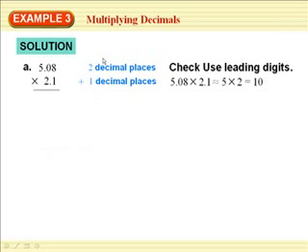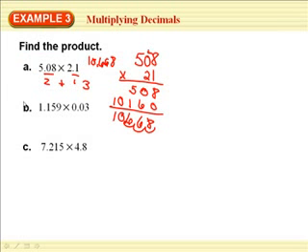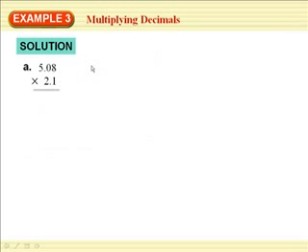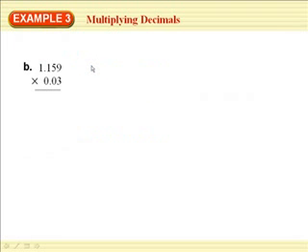They're talking about the number of decimal places. Well, we can check it. Sorry, let's go back and check. Just use those leading digits. This is a 5 and a 2. What's 5 times 2? 10 is my answer. Look, it's got a 10. So I know my answer is going to be close. Just doing a really quick front end estimation there. There they are multiplying. There they are putting in the 3 decimal places. Works out great.